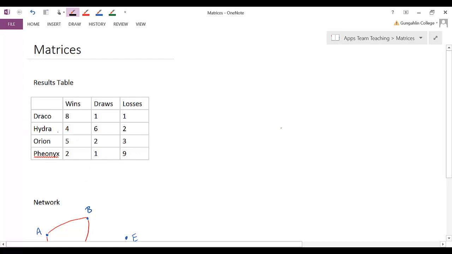So when we take a matrix, basically we could represent this data in a matrix by getting rid of the column and row labels. So getting rid of the labels and just representing the numbers and arranging them in a grid. So in this particular case, we could represent this table of numbers as a matrix like this. The first row would have 8, 1, 1. That represents Draco's performance. Hydra would have, this next row, 4, 6, 2. And this next one would be 5, 2, 3. And the final row, and I'll actually redo the brackets in a second, 2, 1, 9.